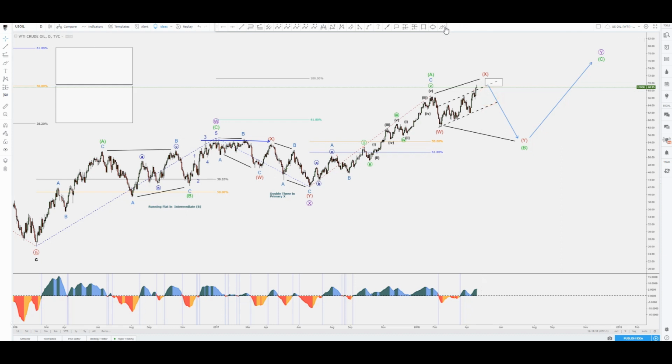And the way I'm gonna synchronize this is, let's say for instance WTI is gonna go to 71, 70, 71 levels, this box right here.